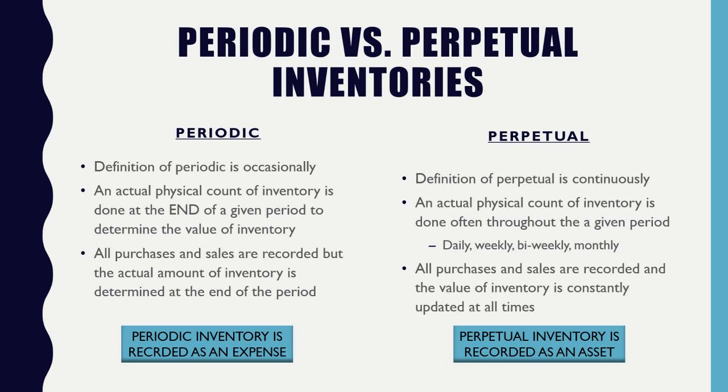Okay? So that's the huge, huge, huge difference here. One is an expense to the company. The other one is a pure inventory asset. When you buy it, it becomes an asset immediately.